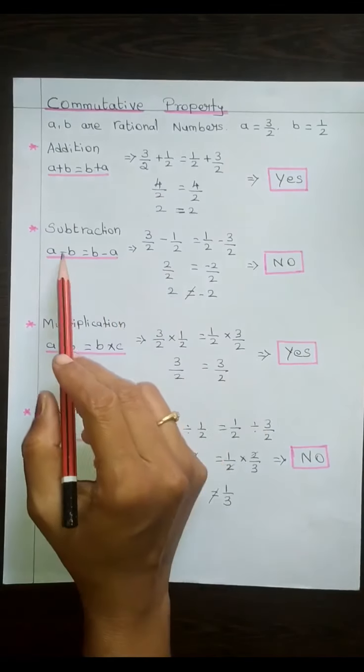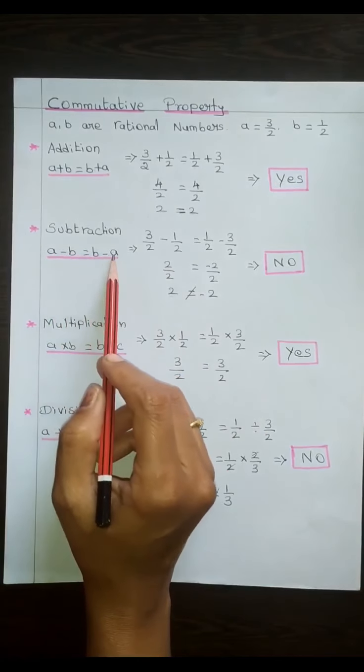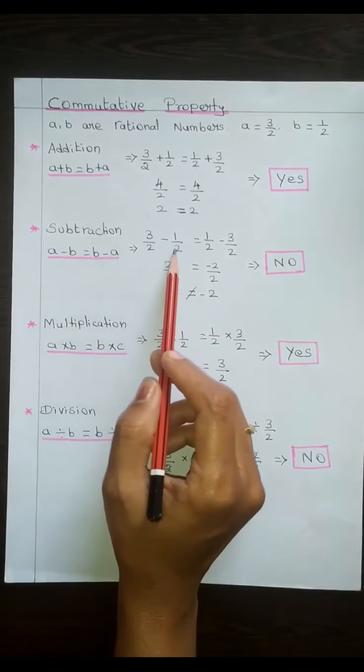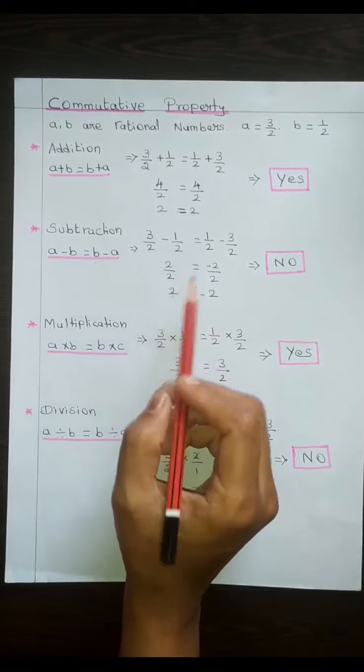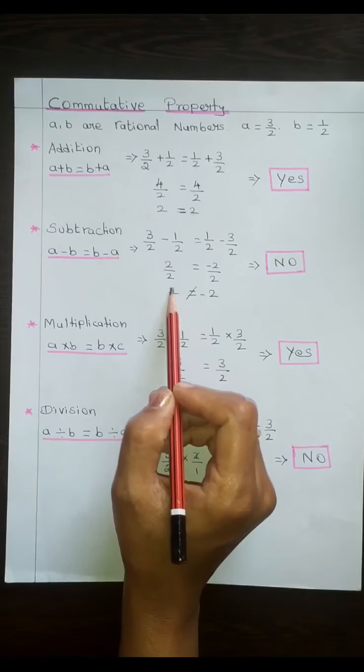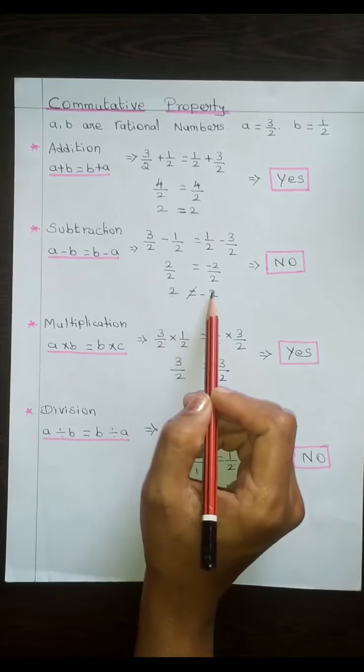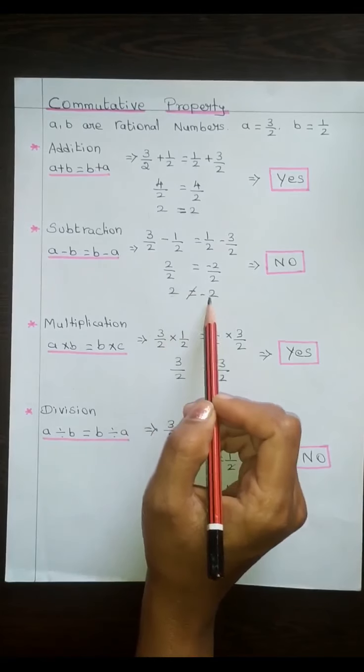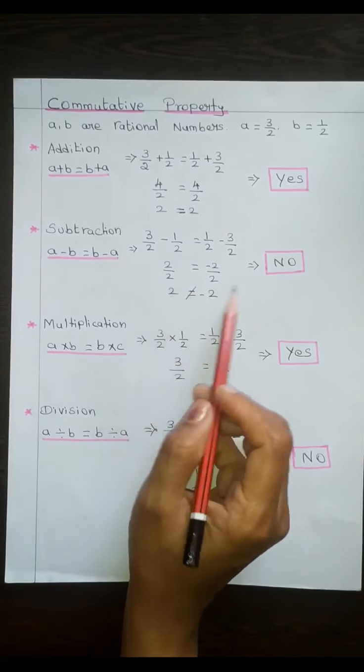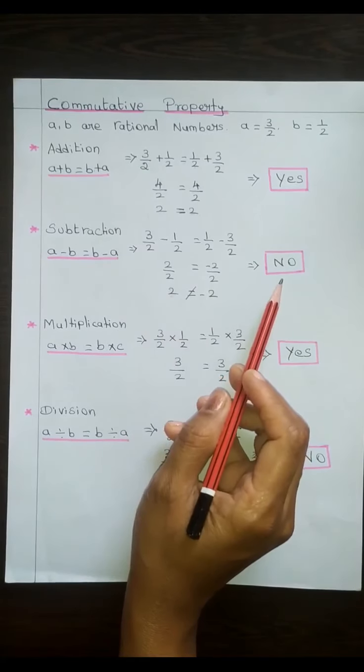In subtraction, A minus B equals B minus A. Here I applied the numbers into the property. I got the answer: LHS is 2, RHS is minus 2, which is not equal. So we come to know subtraction is not commutative for rational numbers.